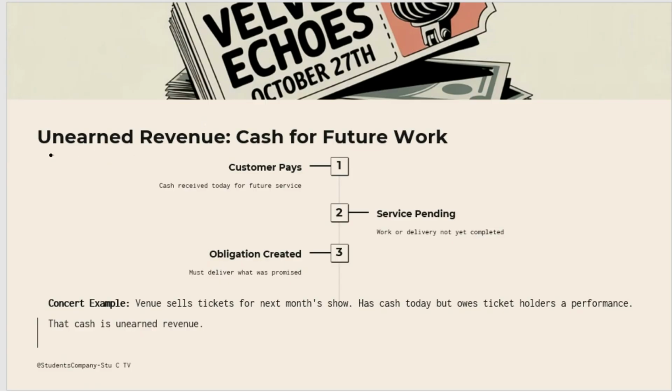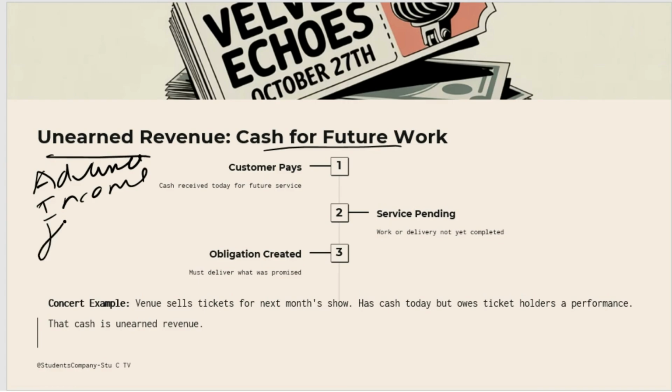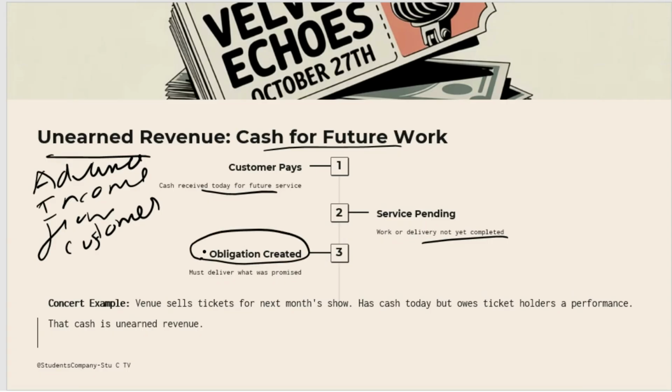Again, unearned revenue, cash for future work. It is also known as advance income from customers, advance received from customers. A customer has given you money in advance for a big order. You have not given them service or delivered any goods. The customer has paid you for future service. Now the work is not completed yet. You have to do it in future. So what is happening here? You have created an obligation. You don't have any right now.